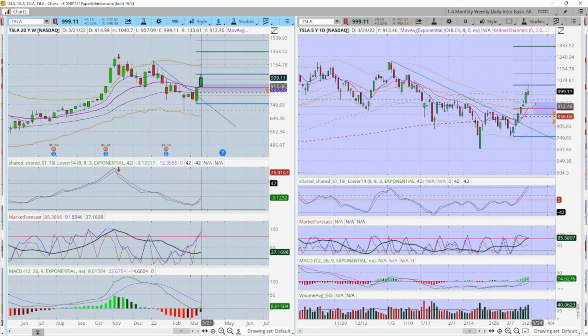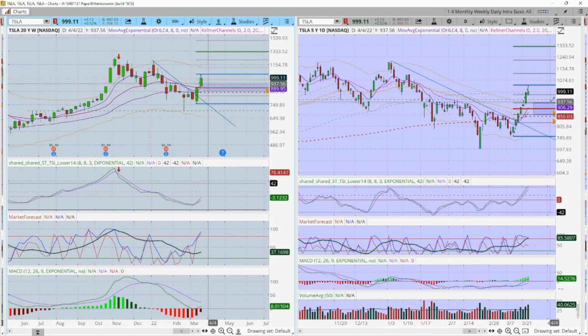But I can use the levels on the fibs to identify, okay, here's where I want to trigger my trades in.